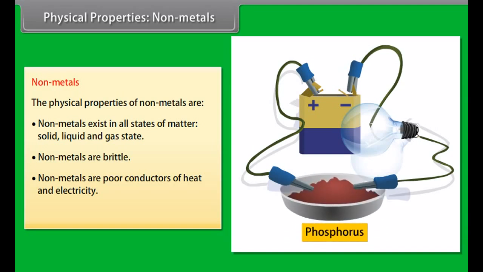Non-metals are poor conductors of heat and electricity. Graphite, carbon, is an exception as it is a good conductor of electricity and is used in making electrodes. Luster. Non-metals have no metallic luster and do not reflect light.